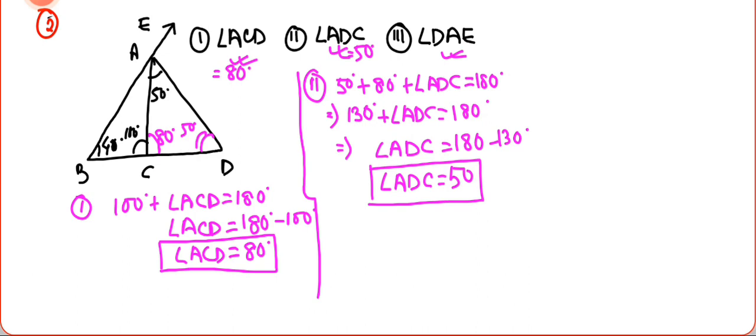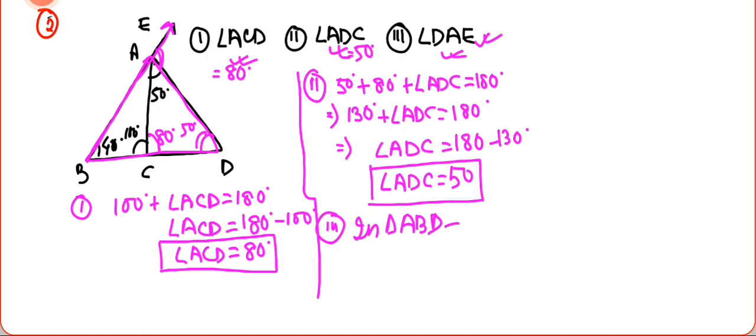Now let's move to the third part, that is finding angle DAE. This is the exterior angle DAE. Students, if we see the bigger triangle, that is ABD, in triangle ABD, okay, this is the triangle, and we have produced BA up to E.